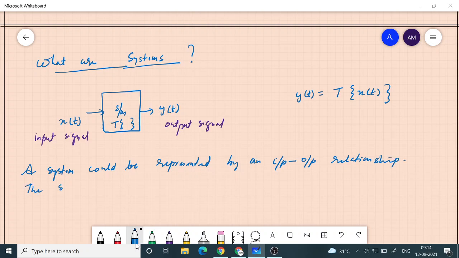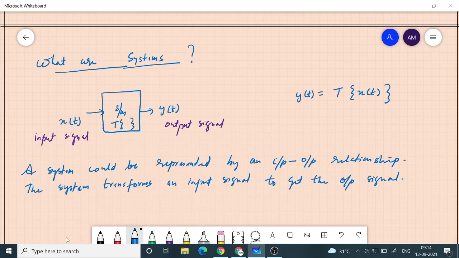Or another way, we can say the system transforms an input signal to get the output signal. So this could be represented like an input-output relationship. So y of t is actually a function of x of t, but how the functionality works is decided by the transformation.